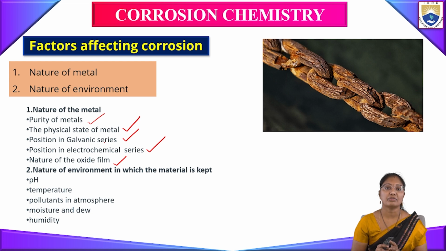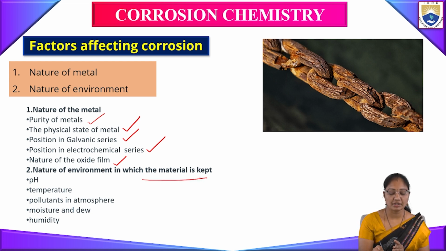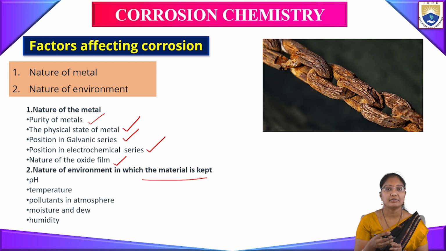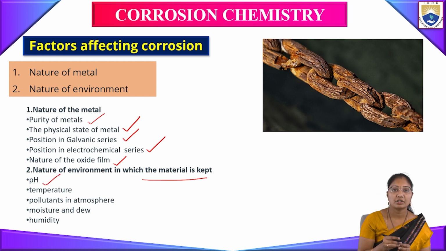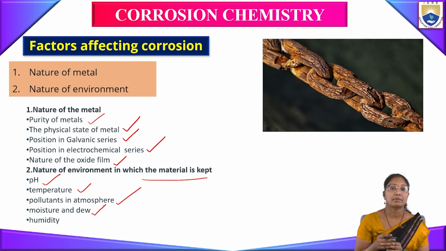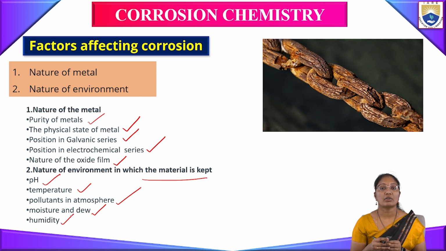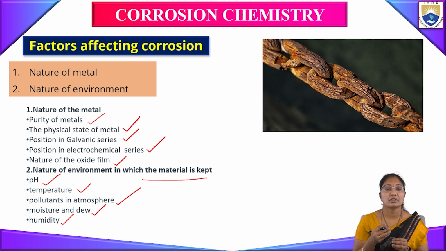Next, the nature of the environment surrounding these metals. The environment in which the material is kept also influences the corrosion process. This includes the pH of the environment, the temperature, the pollutants in the atmosphere, and the moisture, meaning the water content and the dew. The water or humidity present in the environment causes the problem of corrosion on the metal.